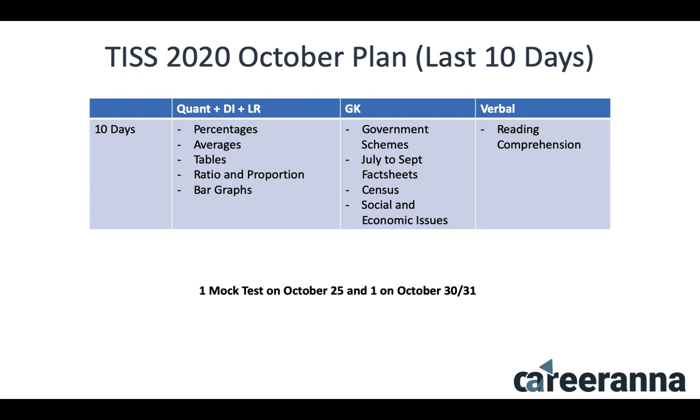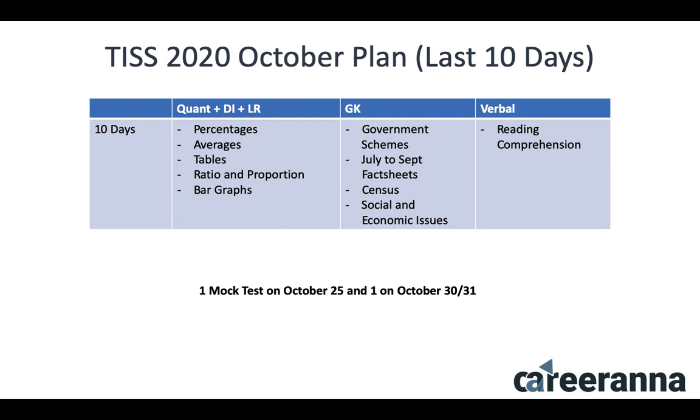In the month of October, at the time of making this video, we have approximately 10 days left with us. In Quant, DI and LR, you should be doing percentages, averages, tables, ratio and proportion, bar graphs as the major topics to be covered. Remember that if you are solving from RS Agarwal, do not solve more than 75 questions of any of these topics from the book, or if you are solving Arun Sharma or Nishit Sinha, just do LOD1. In GK, you should be doing the government schemes ebook, all the fact sheets from July to September, then the census ebook, and you should start off with the social and economic issues ebook as well. In verbal, just do reading comprehension.